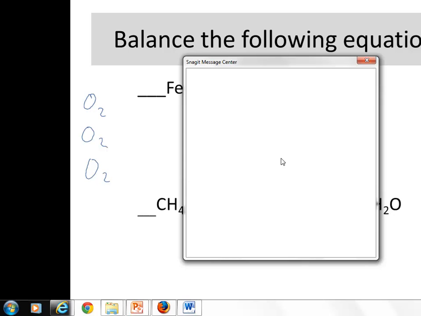If I have 2x plus 2, does the 2 just affect the x? No, it affects the whole thing.